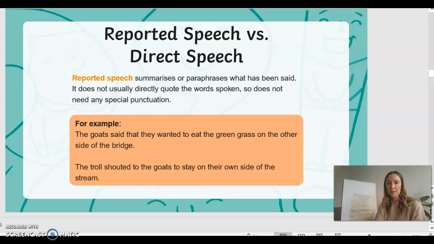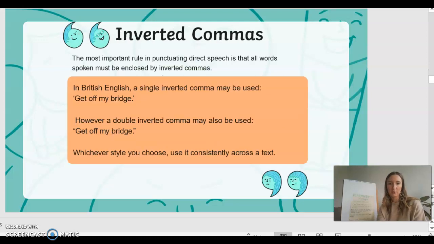So there are two different types of speech. There's reported speech and direct speech. Reported speech summarizes or paraphrases what's being said. It doesn't directly quote the words spoken, so it doesn't need punctuation. For example, the goats said they wanted to eat grass, the green grass on the other side of the bridge. The troll shouted to the goats to stay on their own side of the stream. So there the characters aren't necessarily being quoted. We don't need to worry too much about that. That's often not used in narratives as students. We are focusing on direct speech.